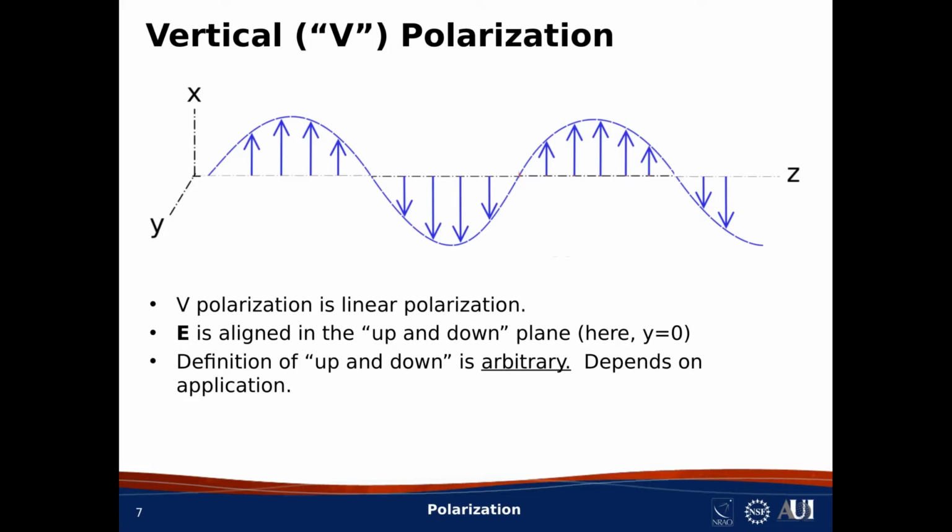To be clear, V polarization is linear polarization. Also to be clear, the orientation for V polarization is arbitrary. For example, for a radio wave traveling parallel to the Earth, you might say V polarization is when the electric field vector is perpendicular to the ground, and that would be typical and understandable. But don't be married to the idea that V always means vertical. This assignment is arbitrary and it depends on the application.